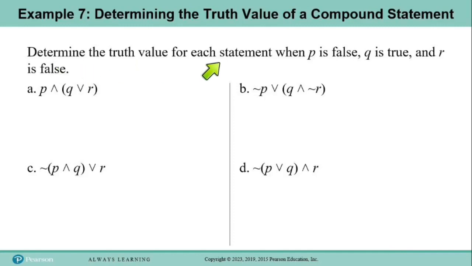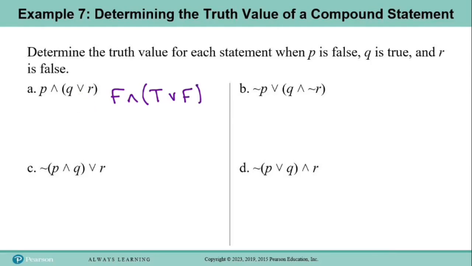It says determine the truth value for each statement when P is false, Q is true, and R is false. Okay, so in part A, we've got P and parentheses Q or R. Now we're going to substitute the truth values in one at a time. P is given to us as false, so I'm going to replace statement P with a false. And then I've got my and, then parentheses, Q is given to us as true, so I'll replace statement Q with true. And then I've got an or. And then statement R is given to us as false, so I'll replace the R with a false.